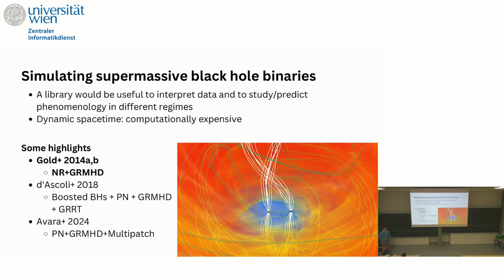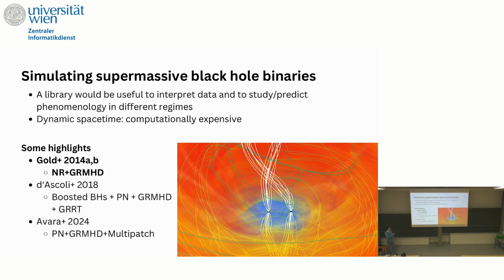However, accompanying this effort to observe more of these objects, there should be an effort to simulate them in order to predict their observable properties and their associated phenomenology. Similarly to the libraries that we have for the Event Horizon Telescope, it would be very useful to have a library that we can use to interpret data and to study and predict the phenomenology in supermassive black hole binaries. This is, however, a bigger challenge than what we have faced for the Event Horizon Telescope.